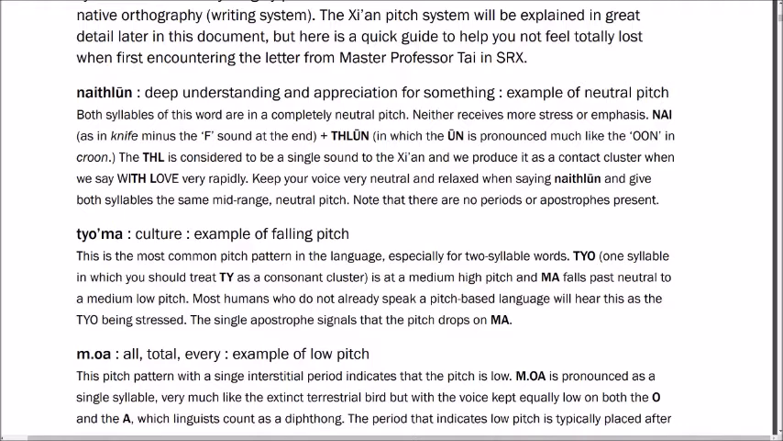Ni, as in knife, minus the F sound at the end, plus THLN, in which the N is pronounced much like the OON in Kroon. The THL is considered to be a single sound to the Xi'an and we produce it as a contact cluster when we say with love very rapidly. Keep your voice very neutral and relaxed when saying Nathlin and give both syllables the same mid-range, neutral pitch. Note that there are no periods or apostrophes present.